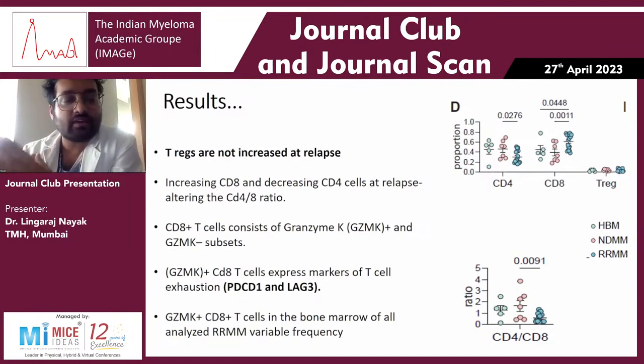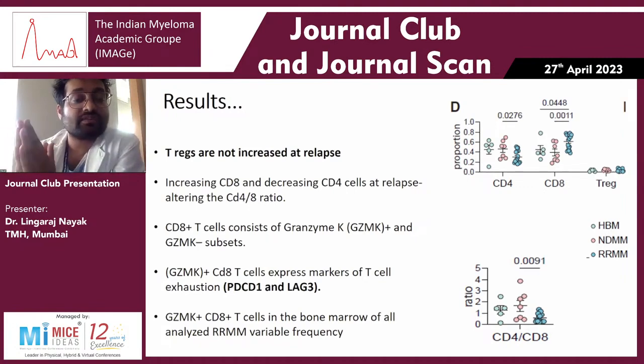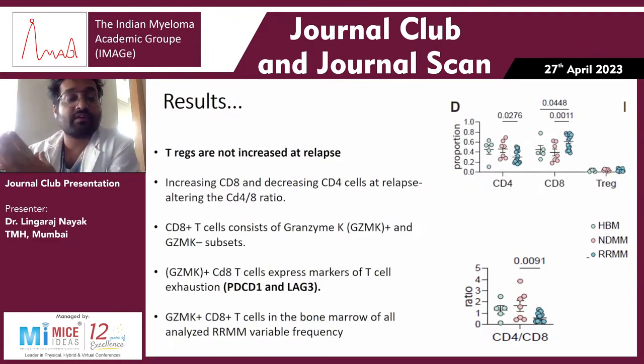Now CD8 T cells were of two different types based on their granzyme K expression. There is a group of cells which are expressing granzyme K, that is GZMK plus CD8 cells. They express markers of T cell exhaustion, that is PD-1 and LAG3. Those cells are mostly present in patients with relapsed refractory myeloma at variable frequencies. Next slide, please.